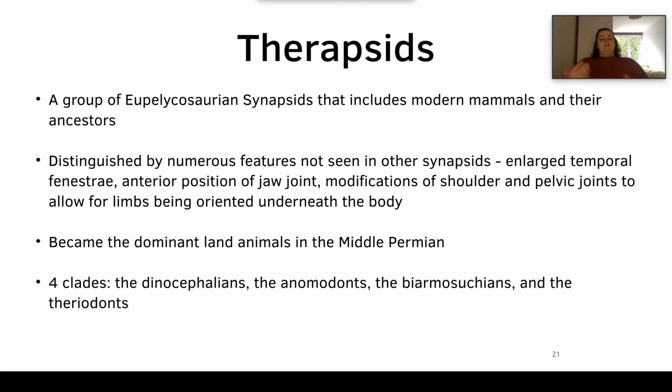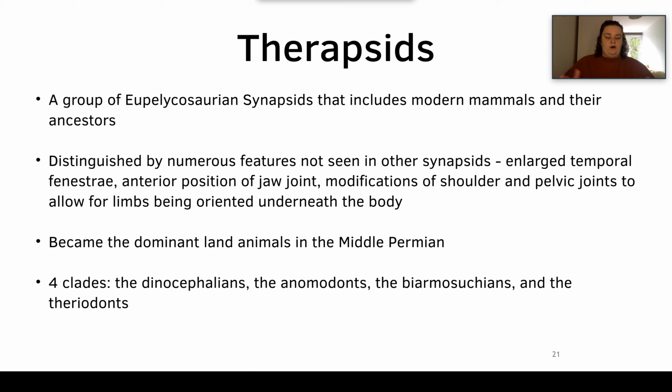So now we move on to the therapsids, and these are a group of eupelycosaurian synapsids, which includes modern mammals and their ancestors. And these are distinguished by numerous features that are not seen in other synapsids, such as enlarged temporal fenestrae, the anterior position of the jaw joint, and modifications of the shoulder and pelvic joints, and these modifications would have allowed for limbs to be orientated underneath the body. So similar to how you would see a modern mammal moving.